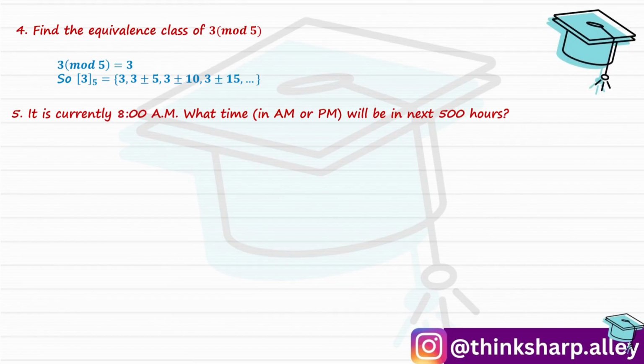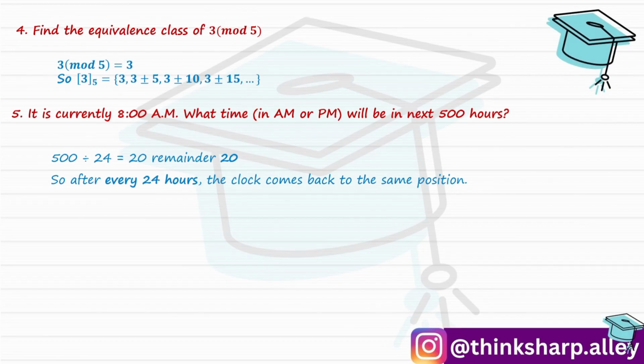Now next question, it is currently 8 AM. What time in AM or PM will it be in the next 500 hours? Now we know in a 12-hour clock, the time repeats after every 12 hours. But in a digital clock, since we have to find the time in AM or PM, it's important that we do it in a 24-hour clock. So the time will repeat after every 24 hours. So we find out 500 modulo 24, which is 20 over here.